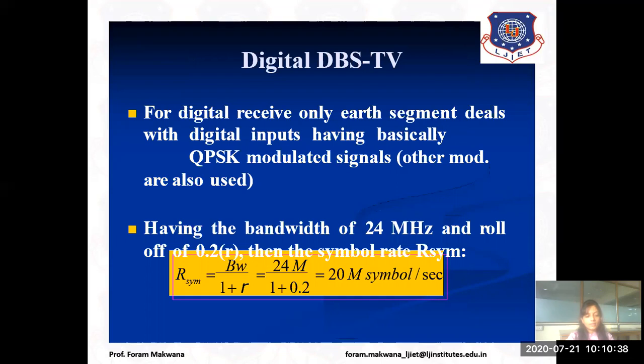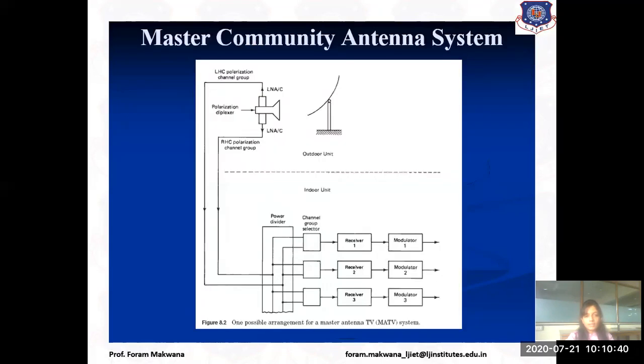But before starting indoor and outdoor unit, what is the use of this master antenna TV system? If we want to use a single antenna on the rooftop of our home, or you can say the terrace, and we are going to connect a number of TVs in different rooms, then we use this master antenna TV system.